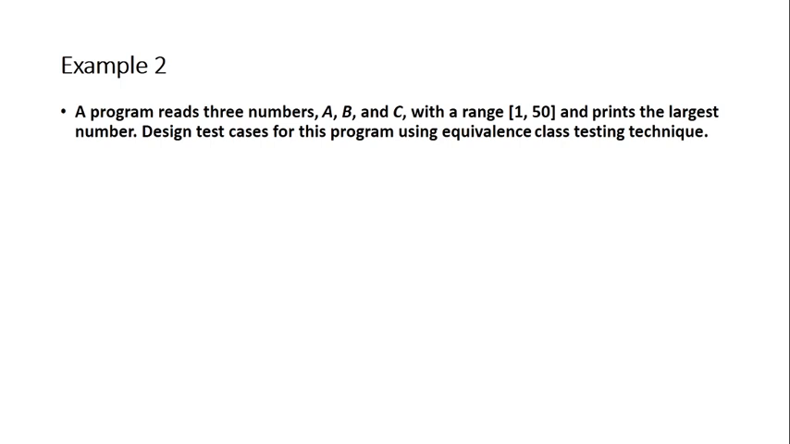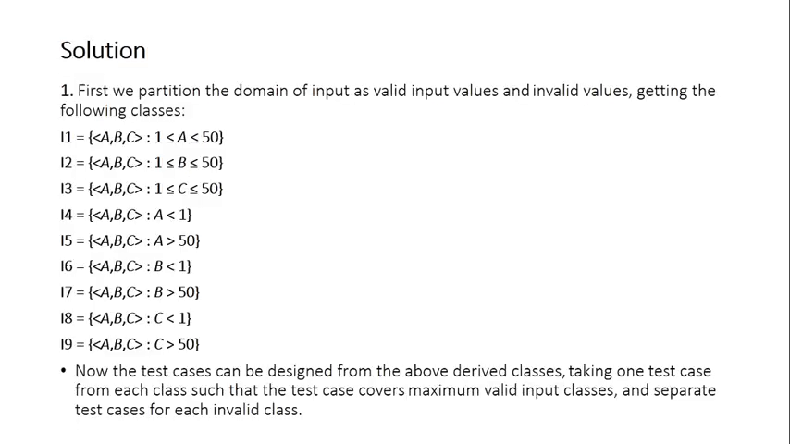Coming to the second example, a program reads three numbers A, B and C with a range 1 and 50 and prints the largest number. Now we are supposed to design test cases for this program using equivalence class partitioning, right? So understand, we have three numbers, the range is the same, 1 and 50, and we have to print the largest number. Now what is the solution to this?